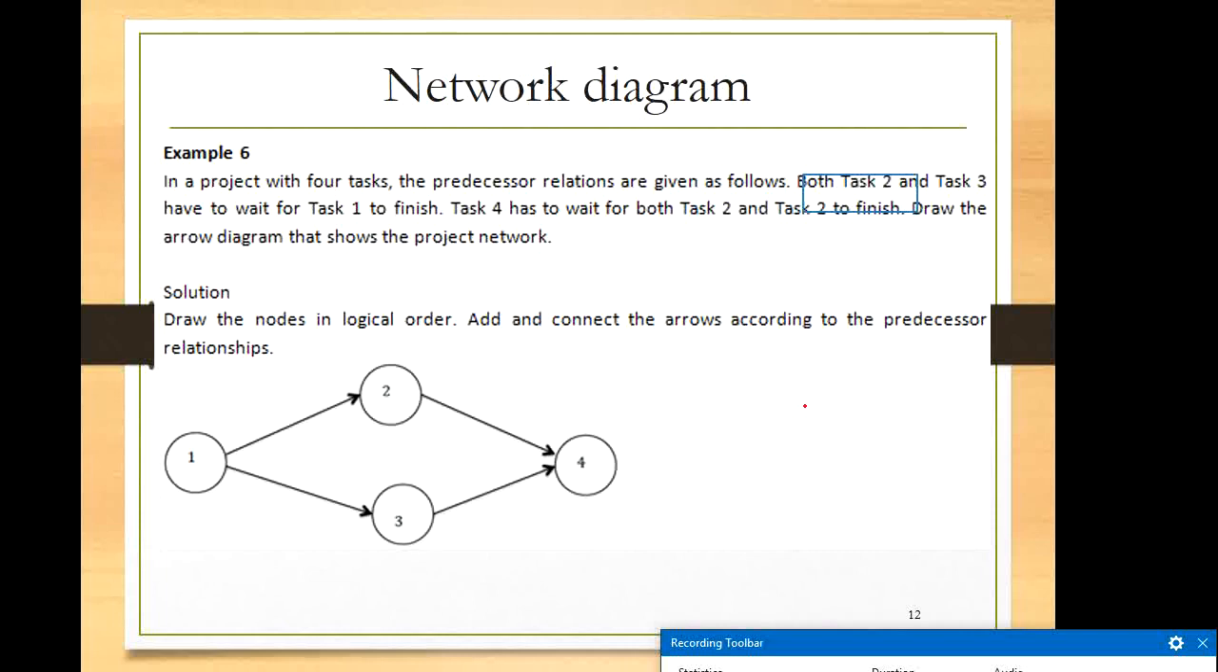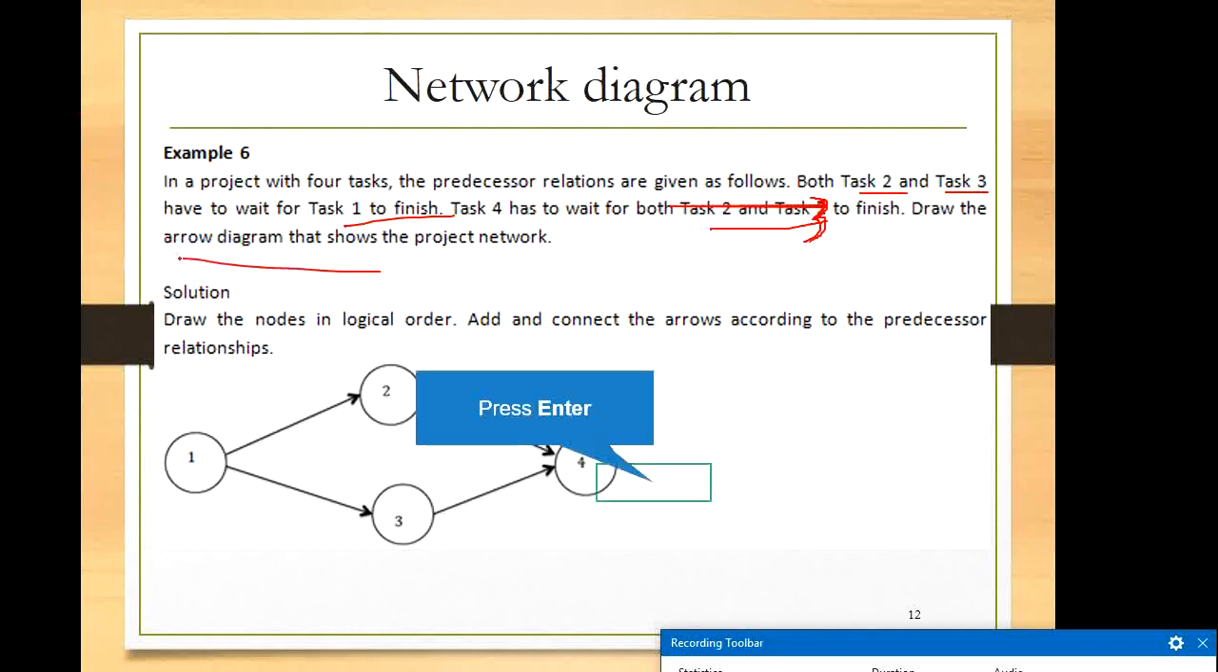In a project with 4 tasks, the predecessor relations are given as follows. Both task 2 and 3 have to wait for task 1 to finish. Task 4 has to wait for both task 2 and 3 to finish. Draw the arrow diagram. So you can see here 2 and 3 wait for 1, then 4 waits for 2 and 3.